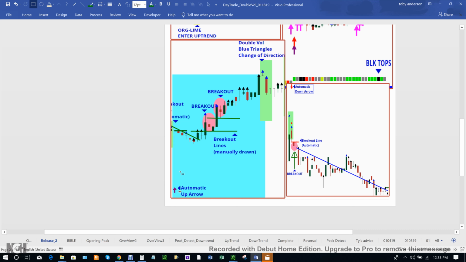So this arrow says it's going to go up, but guess what? The price went down first. So you could say, well, that's a false one. But then it started heading up. So what I did was I manually drew a breakout line. I said manually drawn breakout line. So I just continued this over here like that, right?